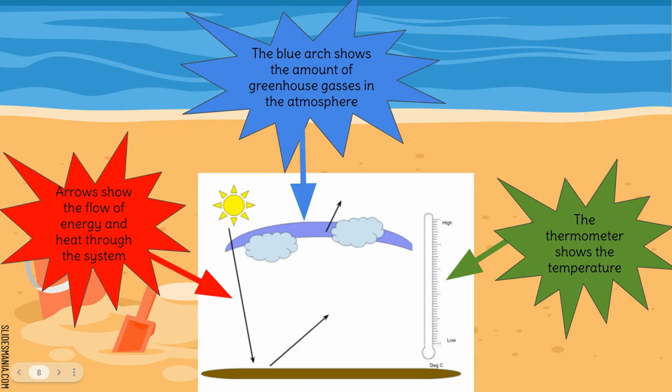So the arrows show the flow of energy through the system. And so we can see where the arrows are pointing, and that shows you where the energy and the heat are flowing through the system. The blue arch on top shows the greenhouse gases in the atmosphere. And so you can have an idea about how thick it is, how much greenhouse gases there are, and things like that. And then the thermometer on the side is showing the temperature. So those clues should help you figure out which cards go with which situations.